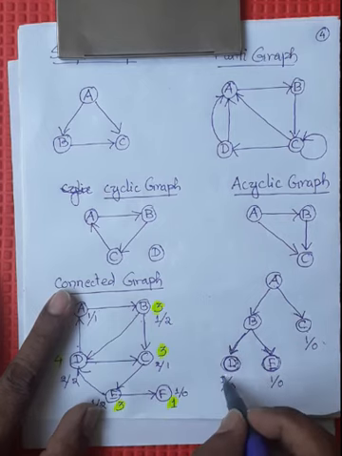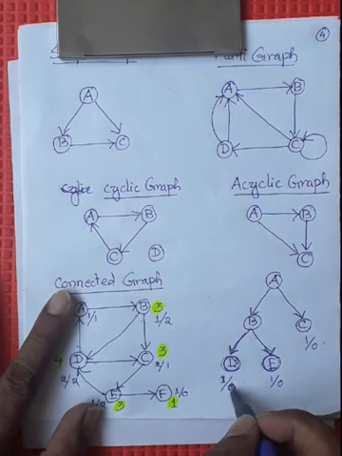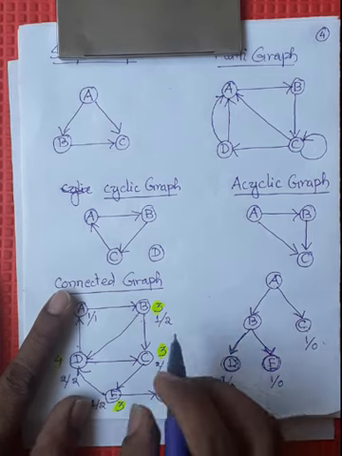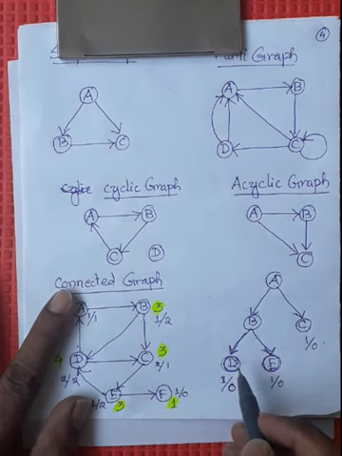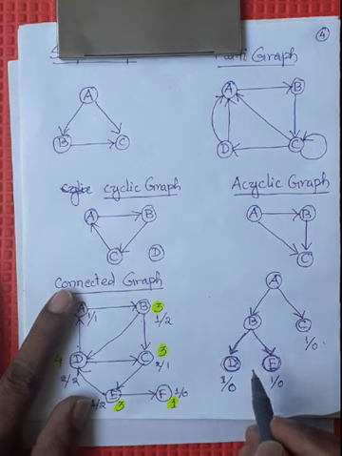Incoming edge count is 1. Outgoing edge is not there, so 0. So if you observe any graph, the nodes whose in degree is 1 and out degree is 0 are called pendant vertices.